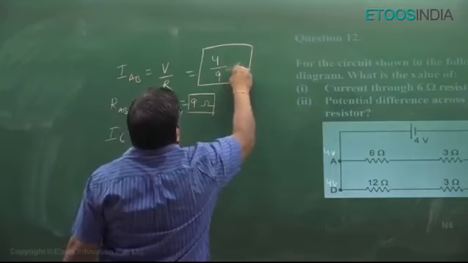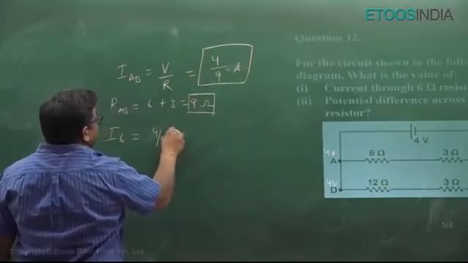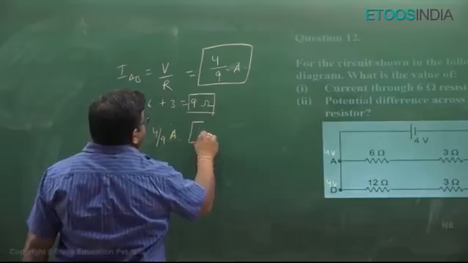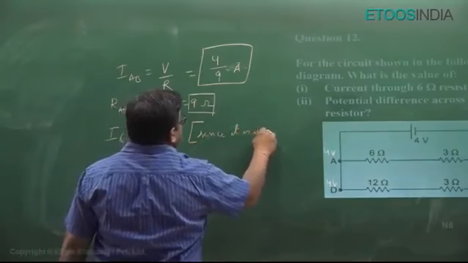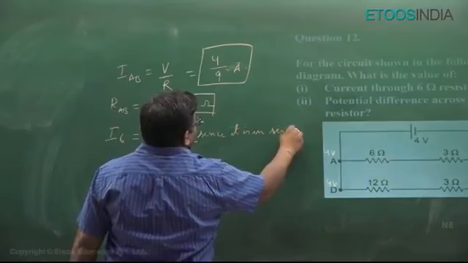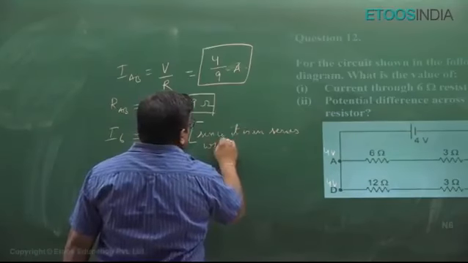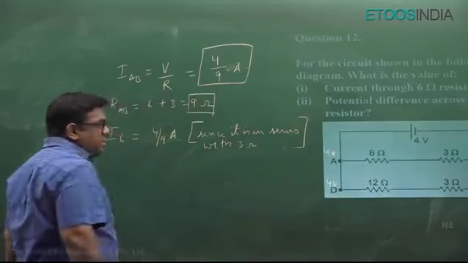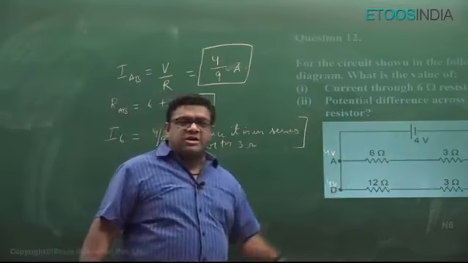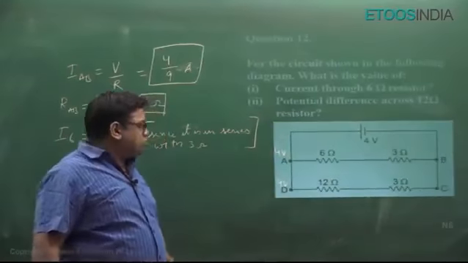It's also ampere. And you can write the answer, since it is in series with 3 ohm. Got it? Again, in the next question what he has asked is the potential difference across 12 ohm.